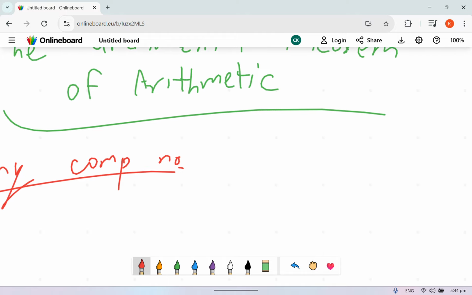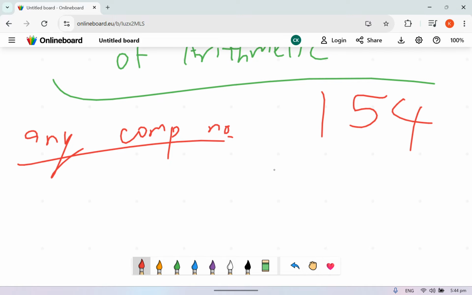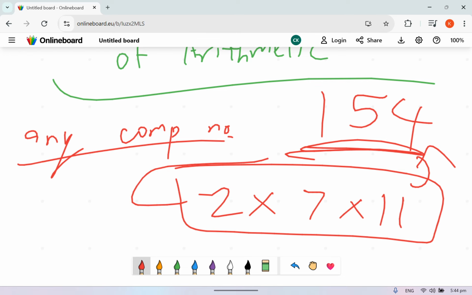Let's say I have the number 154. I could express it as a product of prime numbers. Okay, so this number would be 2 times 7 times 11. When you multiply this, you get 154. So basically, the fundamental theorem of arithmetic states that for any composite number, you can definitely express it as a product of prime numbers. See, all these are prime.